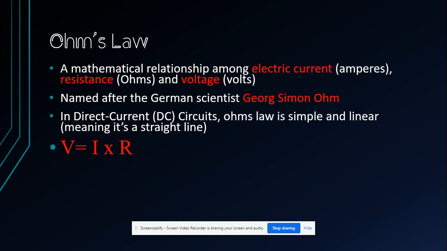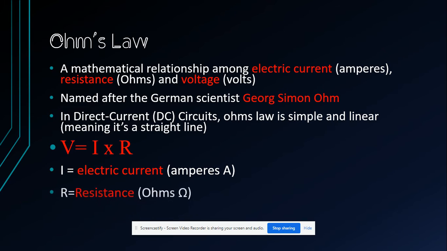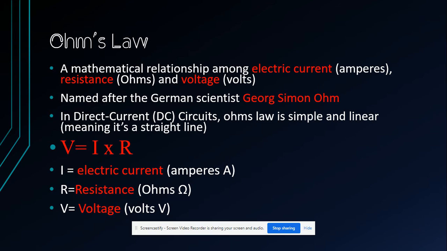So on your page there, you can fill in the blanks with the different variables. I stands for the electric current, or amperes, or amps. R is for resistance. And V for voltage. Okay, so far so good. Here we go. Now, what do all these new terms mean?